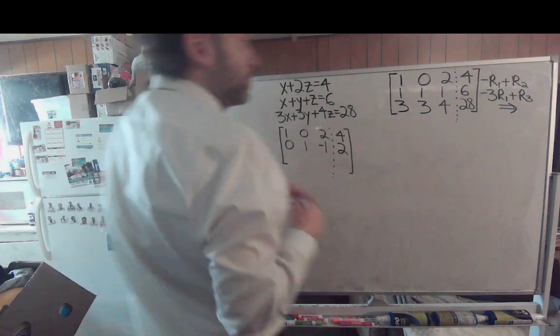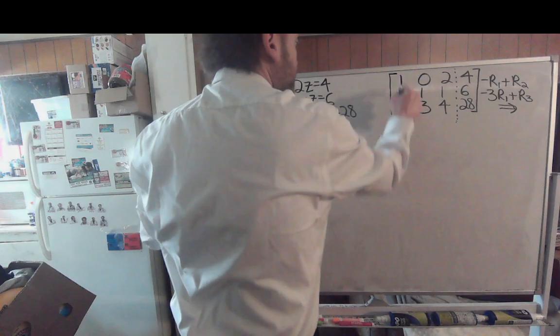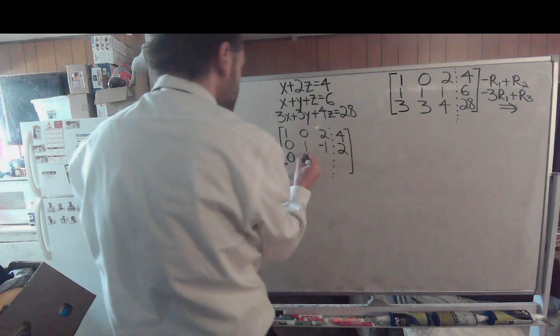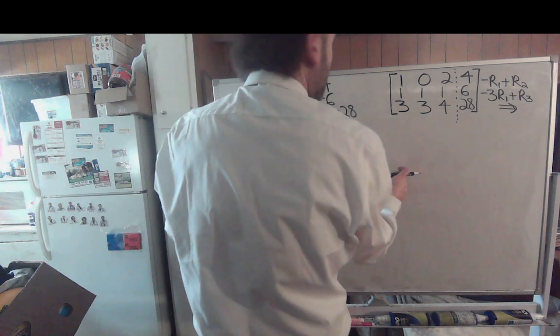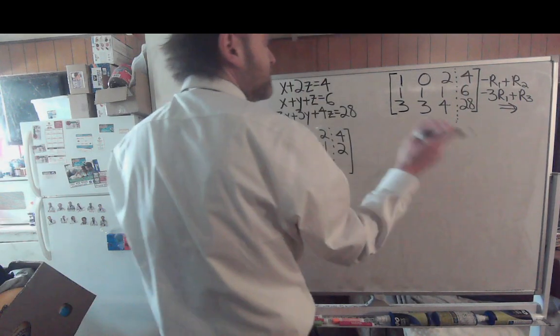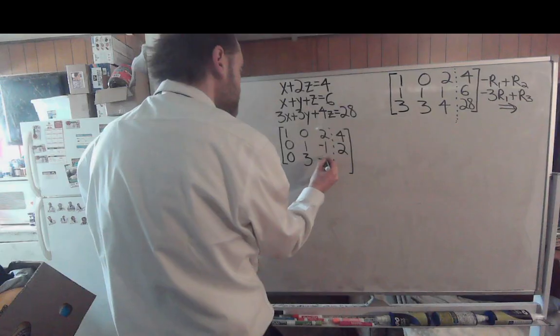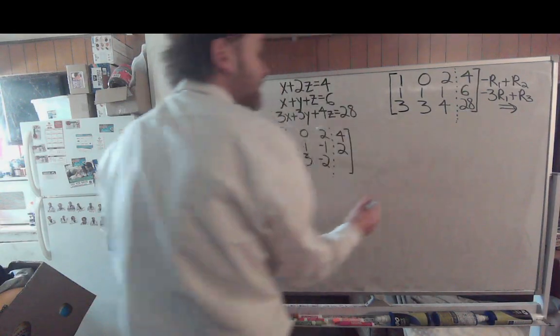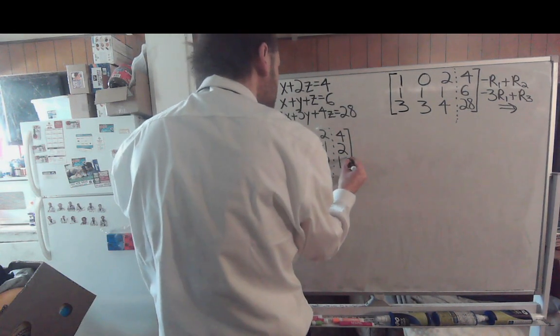Now let's deal between rows 1 and 3. Negative 3 plus 3 is 0. 0 plus 3 is still 3. Alright, so negative 3 times 2 is negative 6, plus 4 is negative 2. Negative 3 times 4 is negative 12, plus 28 would be 16.